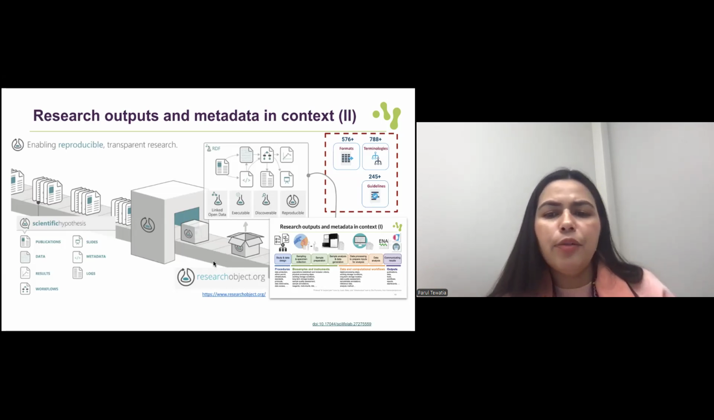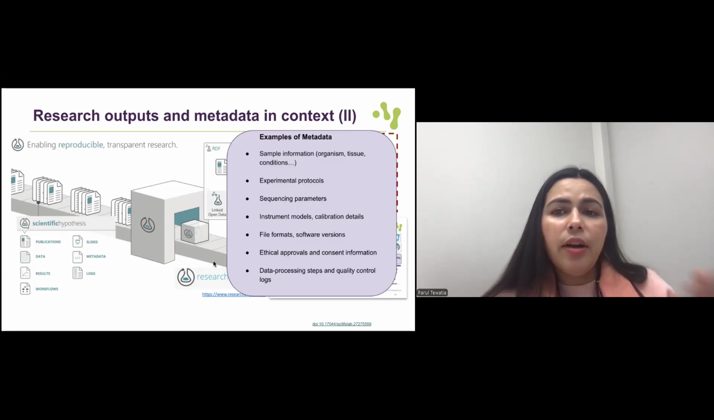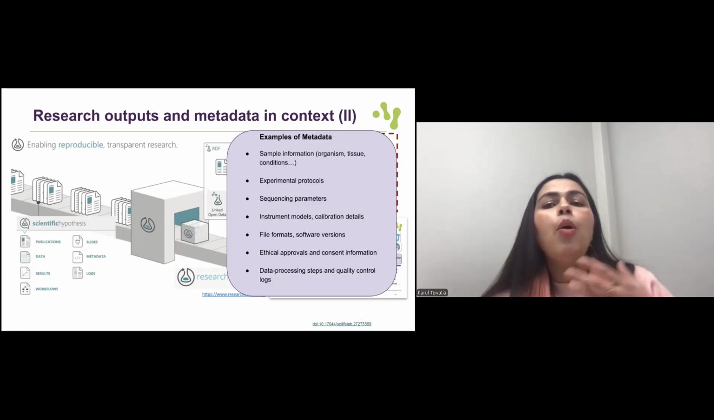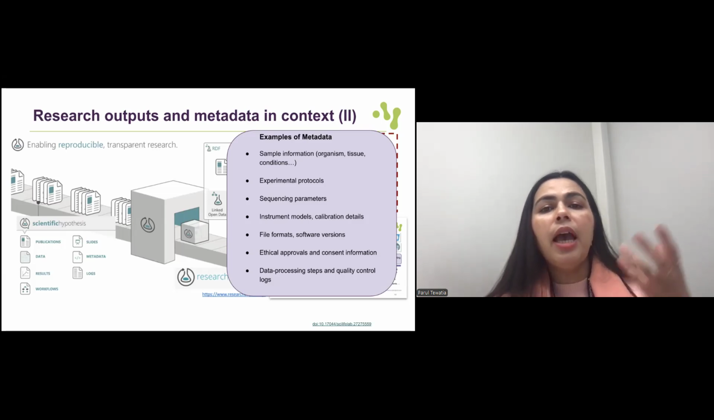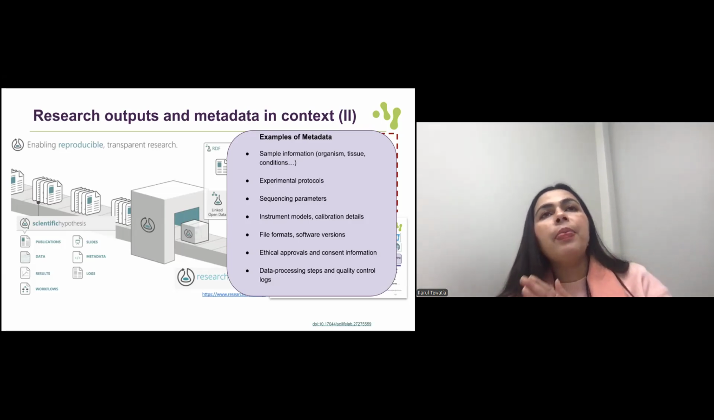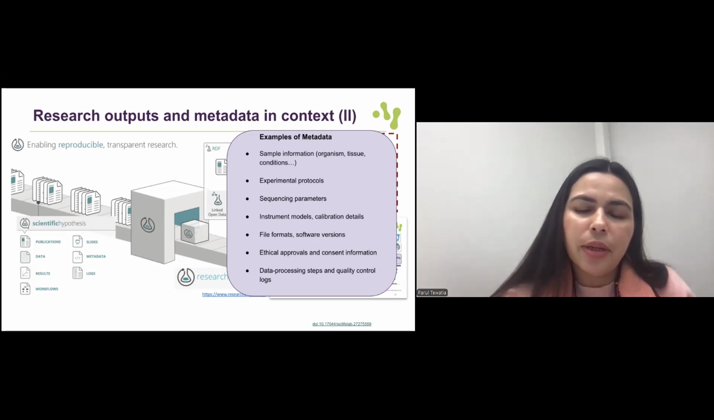You have guidelines for it in all different public repositories. What are examples of metadata? Sample information. Could it be organism? It could be tissue. It could be different conditions. What are the protocols? You can also share protocols, for example, and you can also have them in ELNs, right? We have protocols.io, for example, in SciLifeLab.